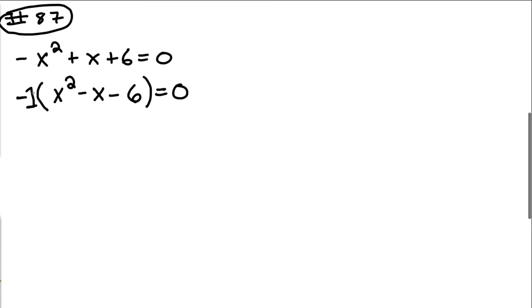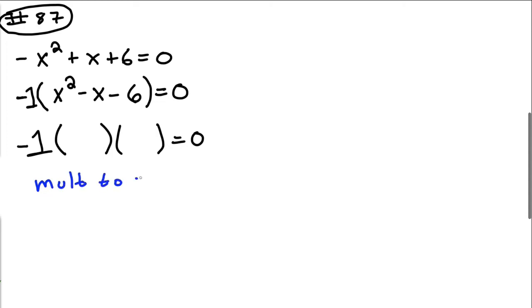So notice if you distribute the -1 in this trinomial, you would end up with the original trinomial. Okay, so now x squared minus x minus 6. Now I can try to factor that. So that's going to factor into two binomials. And just like we did in the previous problem, we are looking for two numbers that multiply to -6, which is this one, and sum to -1, which is this number right here. And there's an implied 1 in front of there because there's no number in front.